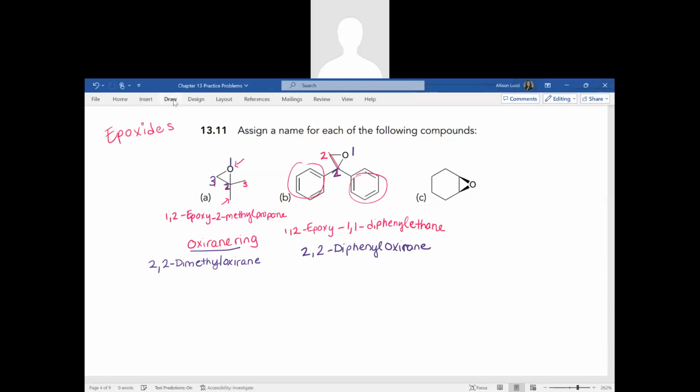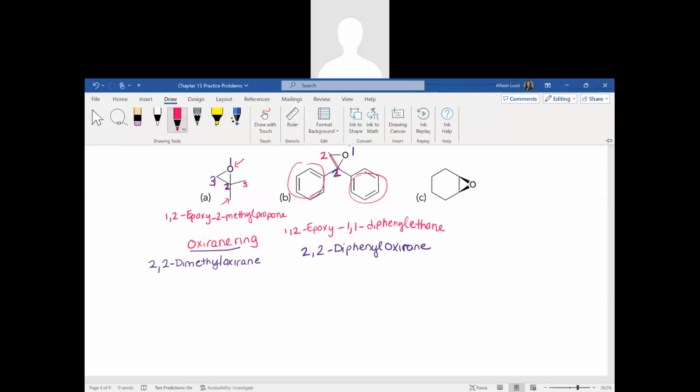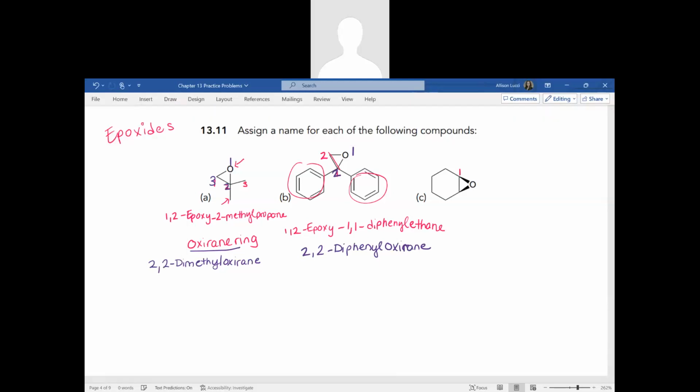All right, so let's take a look at this last compound here. Again, in our first naming system, the epoxy substituent is between carbons 1 and 2. So we will call this, again, a 1,2-epoxycyclohexane.